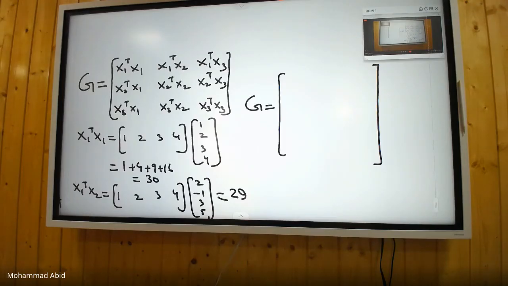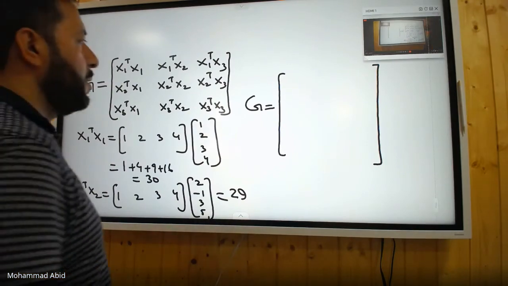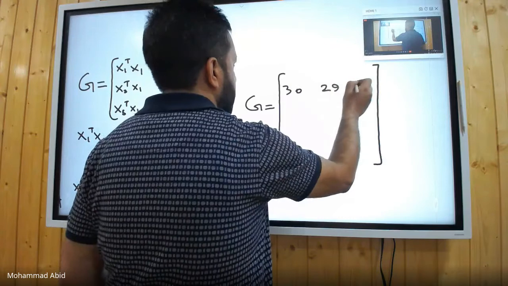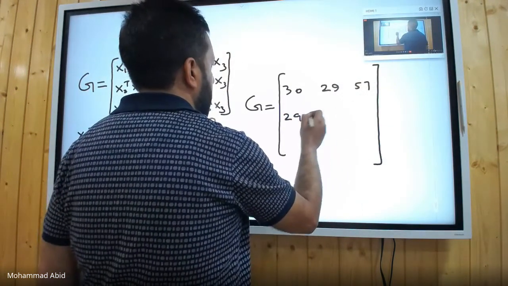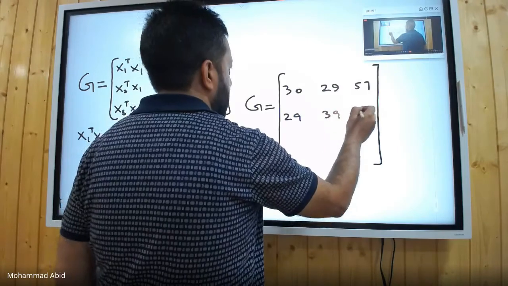Hello, sir. Hello. Are you done? Yes, sir. The first row will be 30, 29, and 57. Second row will be 29, 39, and 55. And third row is 57, 55, and 110.